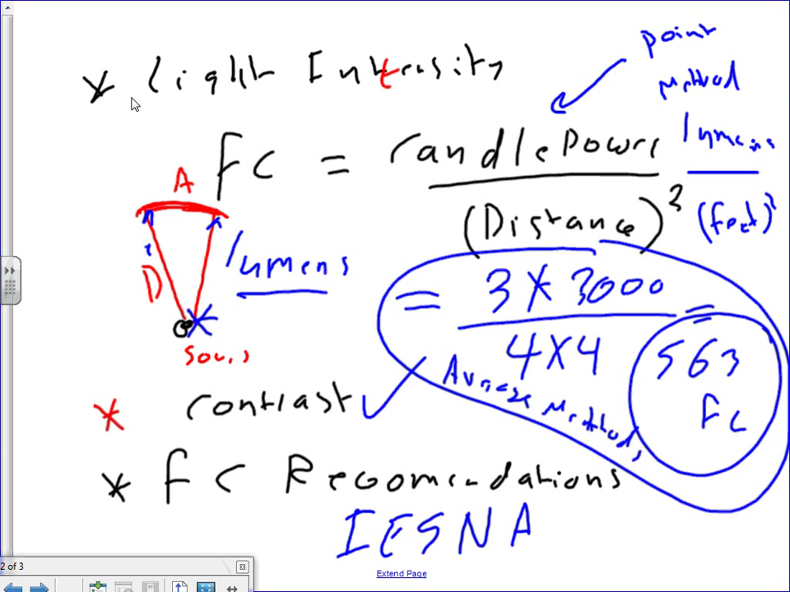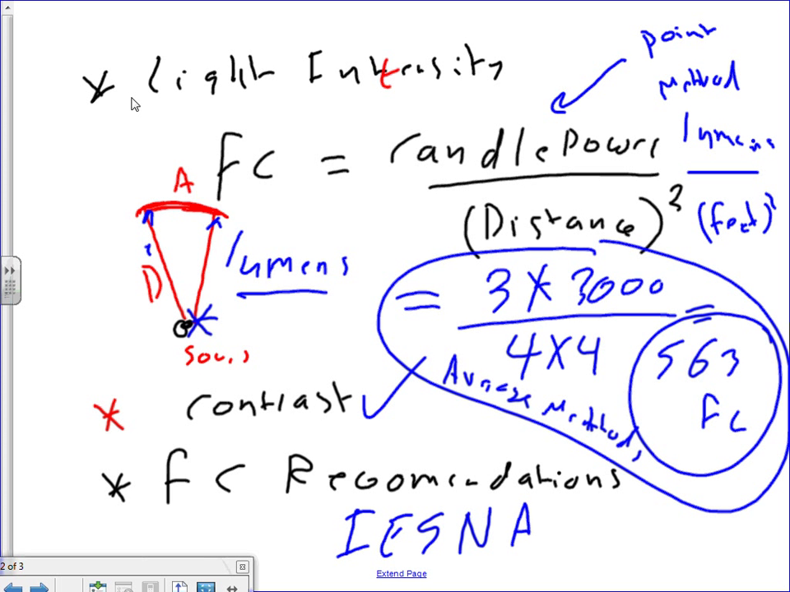One more time. You take the candela power and divide it by the distance. So, for example, here's the lighting fixture. Here's the distance. Here's where Adam's head is right here. Here's how many lumens we are emitting all the way to his head. If you take the number of lumens, which happens to be 3,000, and three is the number of lamps. We have two here, but let's say there were three lamps, each one emitting 3,000 lumens, divided by the distance, which is 4 feet, square it, because the formula says square it. When you do the math, you get 563 foot candles, an average of 563 foot candles. I hope I did the math right there.